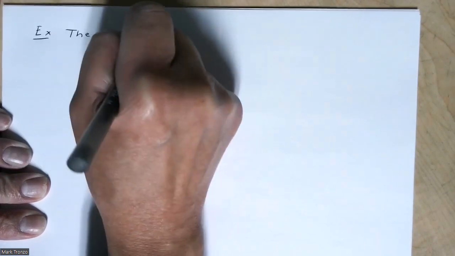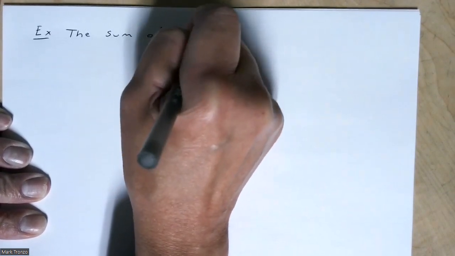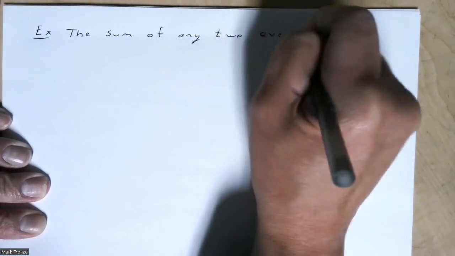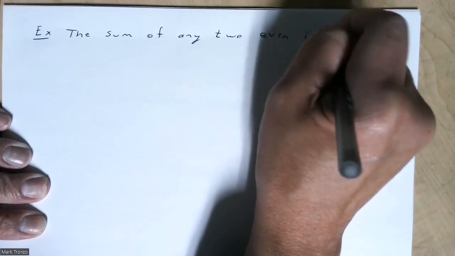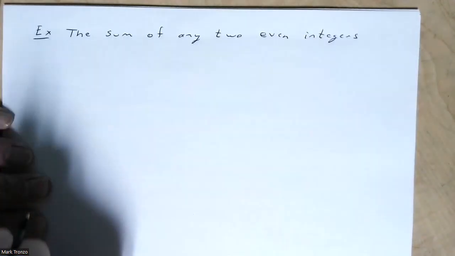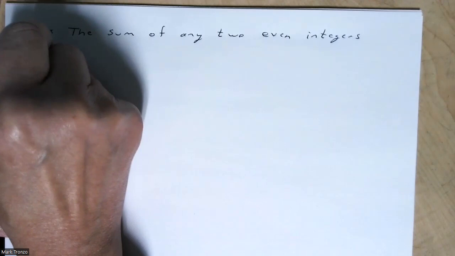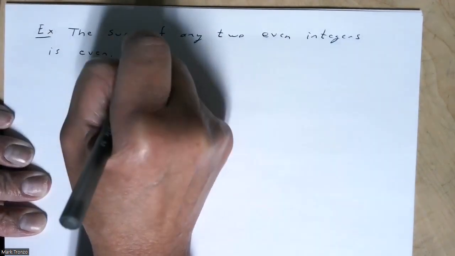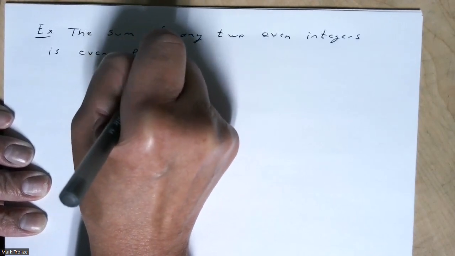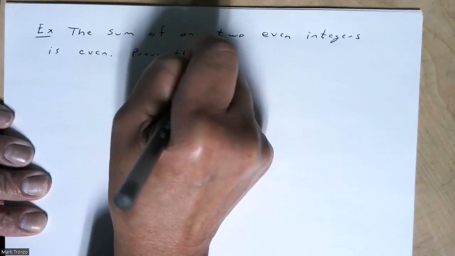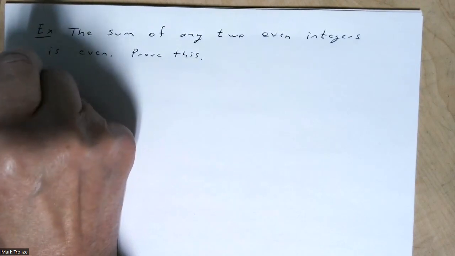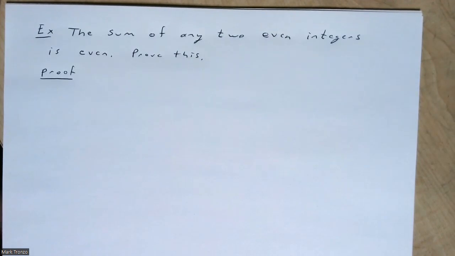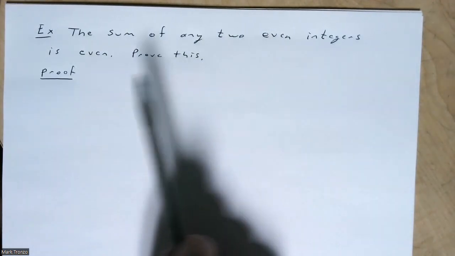The sum of any two even integers is even. So prove this. You can say solution or proof, however it is. So once again, we want to show that the sum of any two even integers is even.